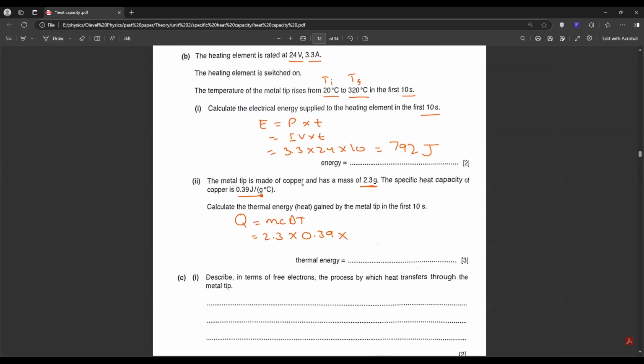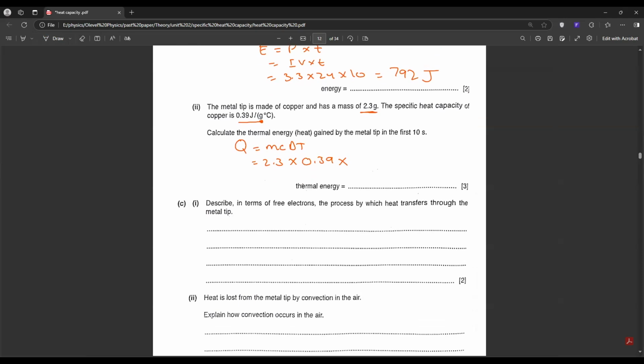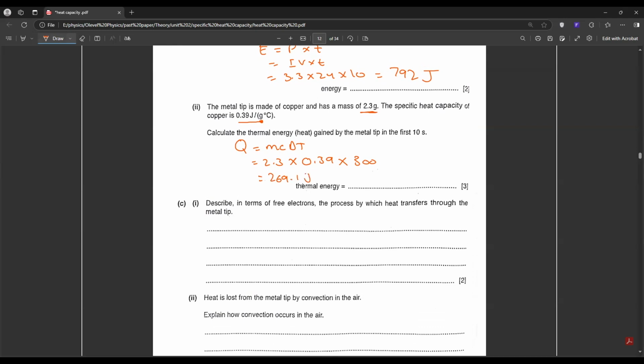The metal tip goes from 320 degrees centigrade to 20 degrees centigrade. So the change in temperature is 300. Let's calculate the energy. 2.3 into 0.39 into 300. This gives you an answer of 269.1 joules. Simple. Also, if you convert it to three significant figures, 269 joules.